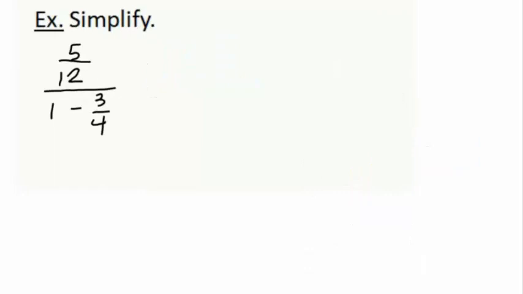Alright, next up we want to simplify this complicated fraction. Notice that in the numerator we're already simplified. We have one fraction, we're good to go. Where we need to focus our attention is in the denominator. We need to make this subtraction into one fraction only, and then we can finish up this question. So in order to subtract these two fractions, we need to find a common denominator. Or we need to write 1 as a fraction with a denominator of 4.